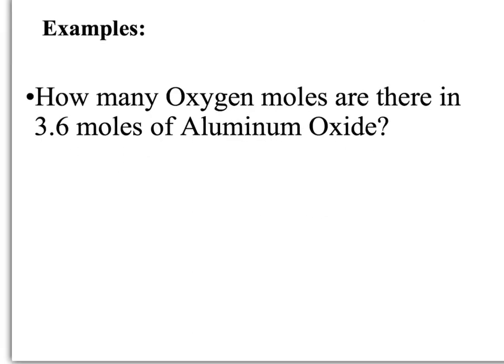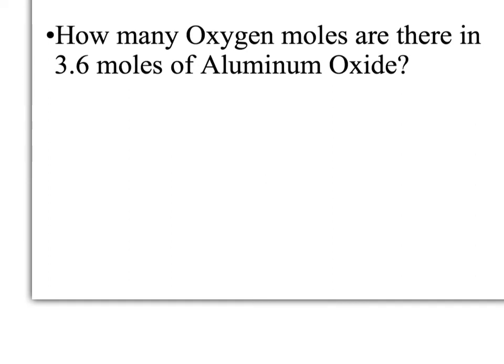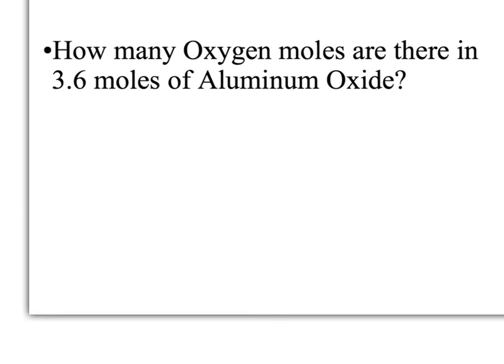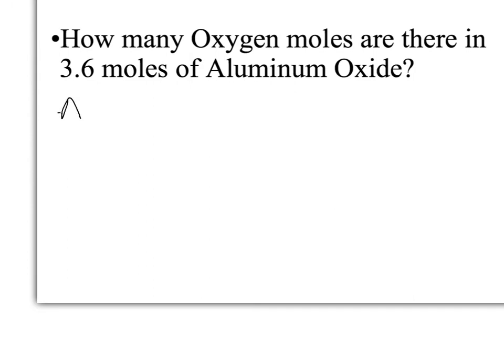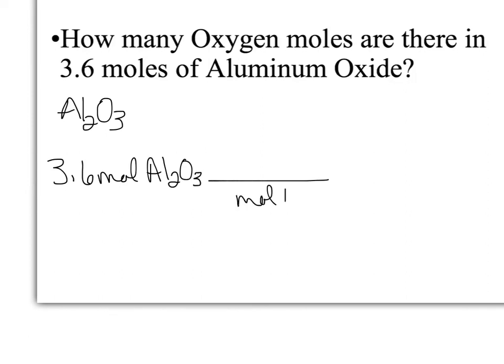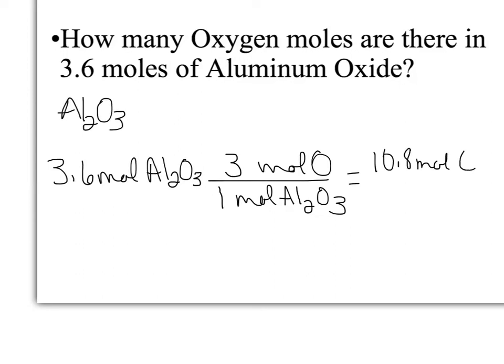How many oxygen atoms are there in 3.6 moles of aluminum oxide? Okay, so again, we just learned aluminum oxide is Al2O3. So if we start with 3.6 moles of Al2O3, moles of Al2O3 has to go on bottom, and moles of oxygen has to go on top. If we have 1 of these, then how many oxygens do we have? 3. And we multiply across the top, and we would get 10.8 moles of oxygen.